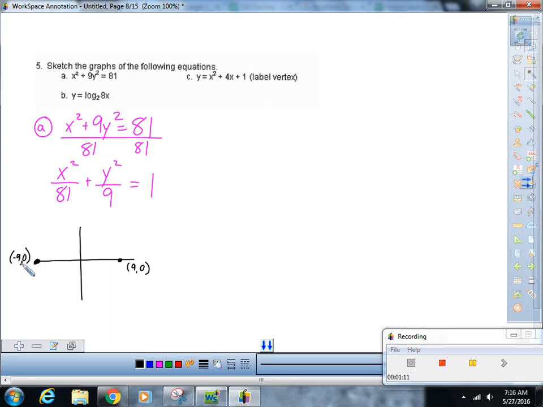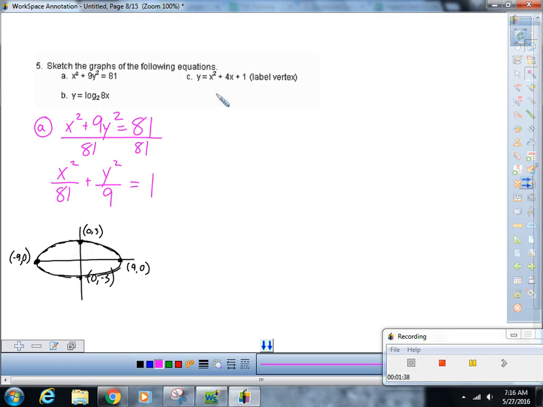If you put in a 3 for y, that's going to give you 1, which would make x equal to 0. So the points 0 comma 3 and 0 comma negative 3 are on this. And you get an ellipse.